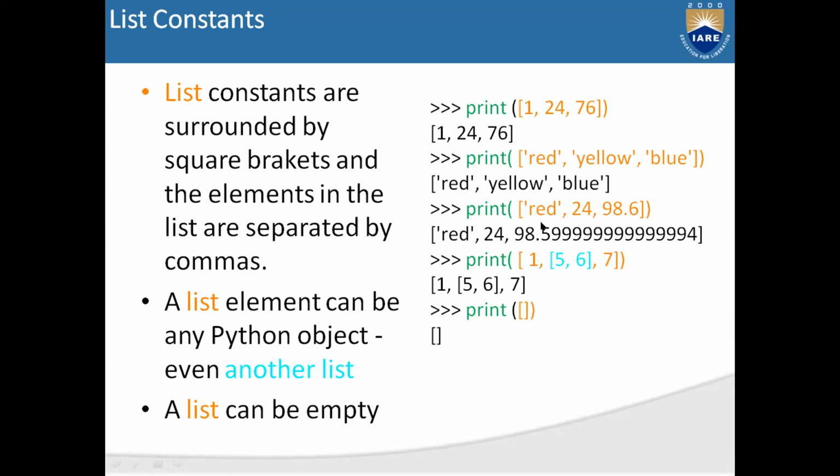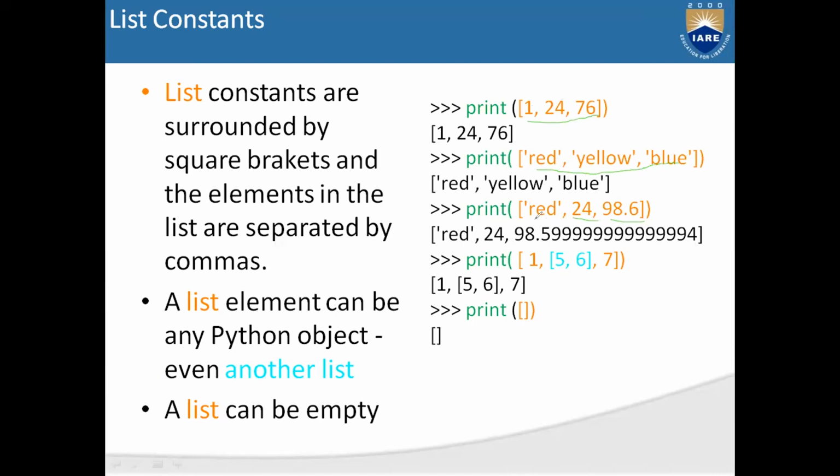Now you observe the third one. What data am I storing here? First element is red. What data type? String data type. Second element, 24, what data type? Actually 24 is an integer, right? You understand? Third element is a float. So what did you understand? All elements need not be of the same data type in a list. You are getting it? Here all elements are integers. Here all elements are of type string.